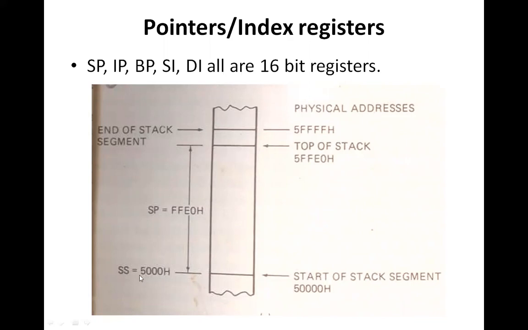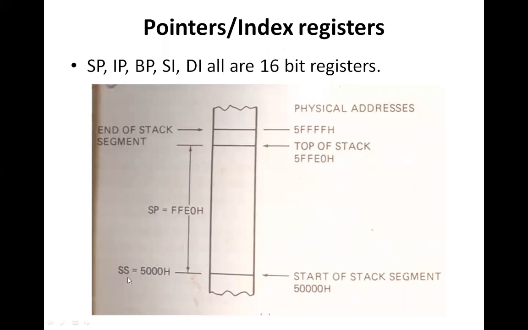Suppose the stack segment contains 5000, which is a 16-bit number, and the stack pointer contains FFE0. So what will happen? Within the stack segment, the physical address will be 50000 added with FFE0, so the address will be 5FFE0.